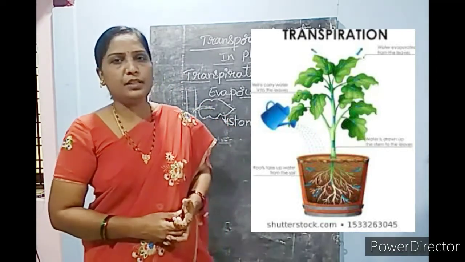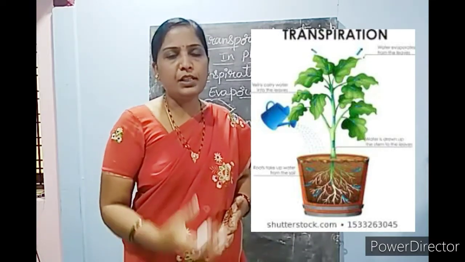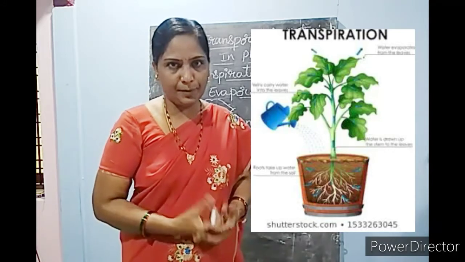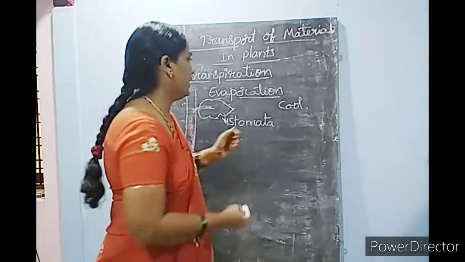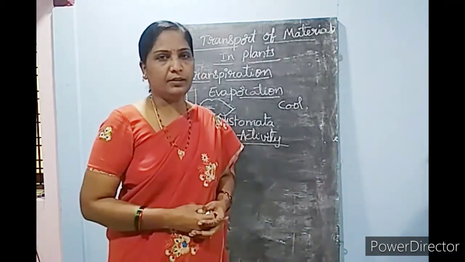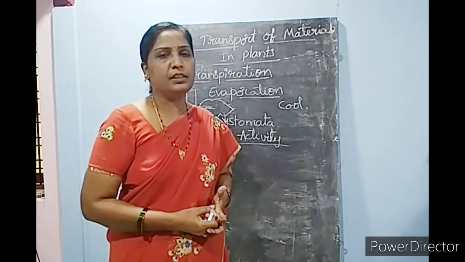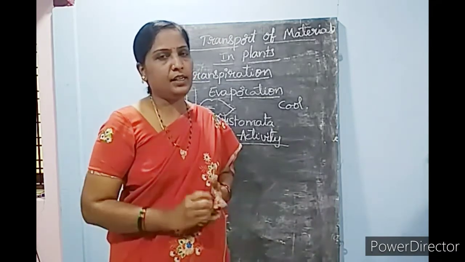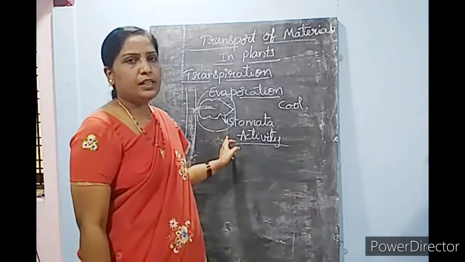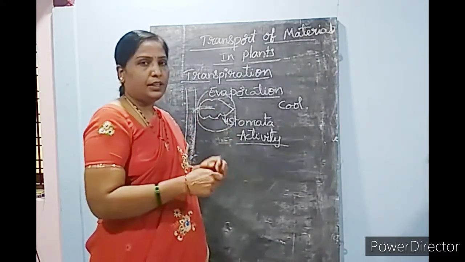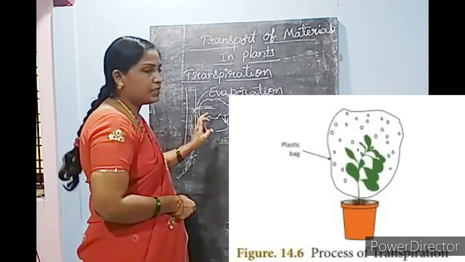So the transpiration process is the removing of excess water from the leaves, or the evaporation process which takes place in leaves. To understand the transpiration process, you can do one more small activity. Choose any healthy plant in your surroundings, in your home, any potted plant you can take. In that potted plant, choose one healthy leaf, don't pluck it out. Around the leaf, take a polythene cover and cover this leaf. Tightly tie the cover at the petiole of this leaf.